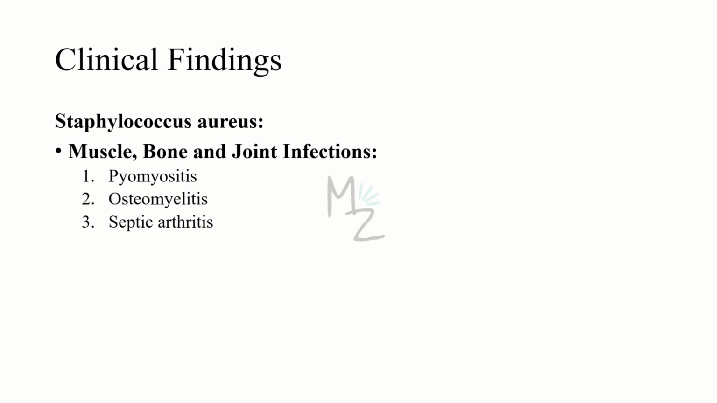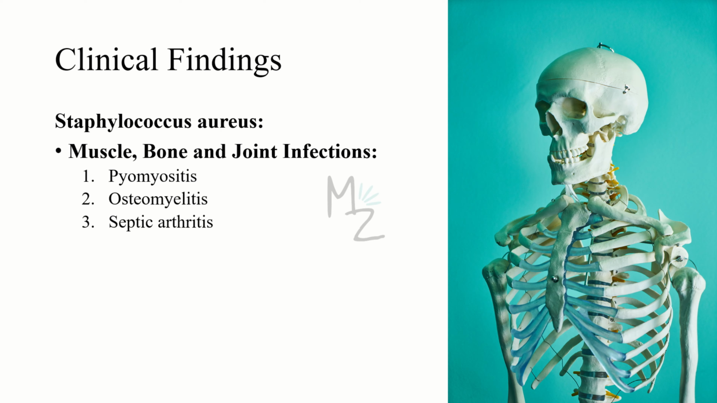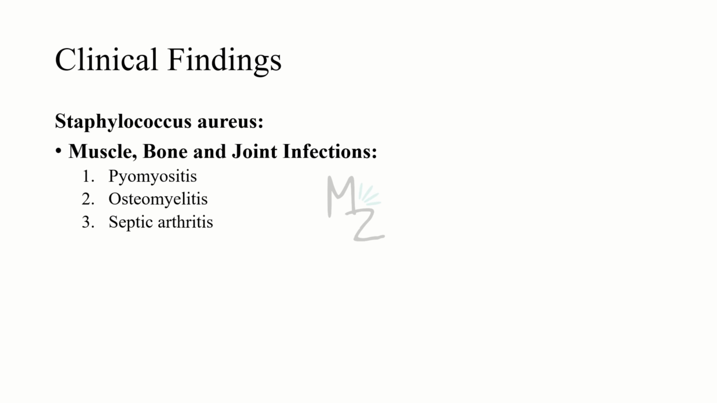Muscle, bone, and joint infections. If the inflammation or infection occurs in muscle, it is called pyomyositis, and if the same occurs in bone, it is osteomyelitis, and if the infection or the inflammation occurs in a joint, it is called septic arthritis.